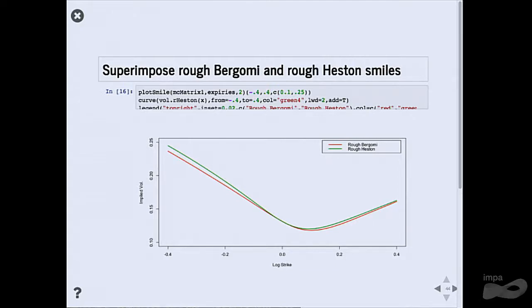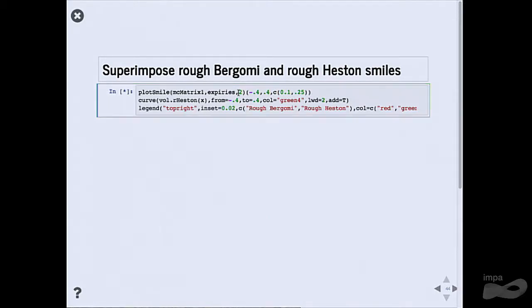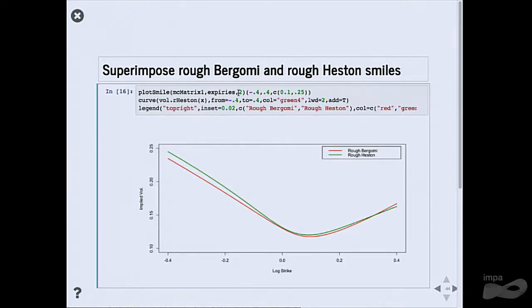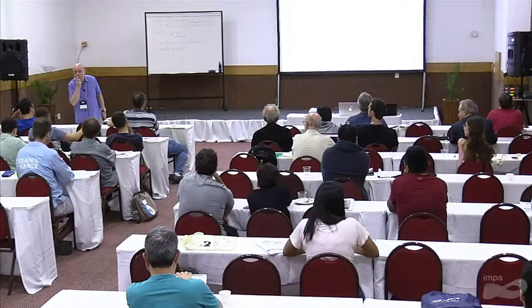So now we can superimpose the two. And what can you tell from this? Nothing much. They just generate similar smiles. So in other words, I have picked my parameters reasonably well. The Ruff-Heston smile is in green, and the Ruff-Bergomi smile is in red. Your model is more sensitive to parameterization. Sorry? Your model is more sensitive to change the parameter.